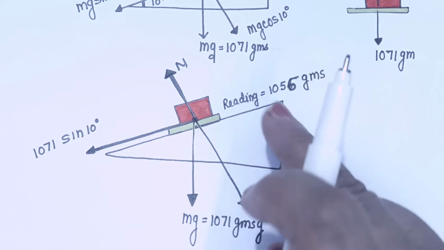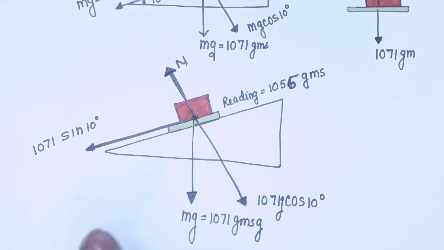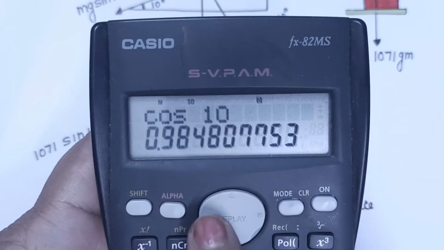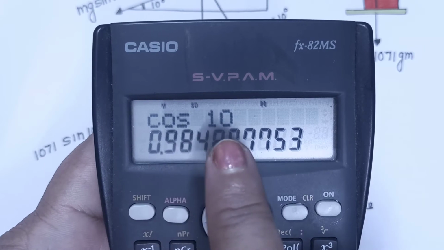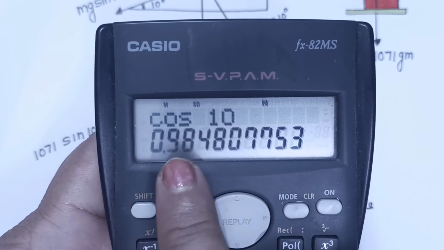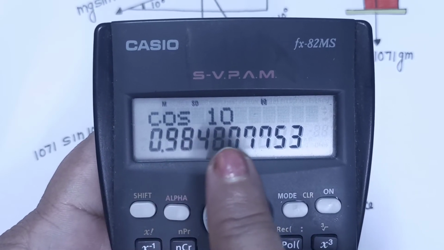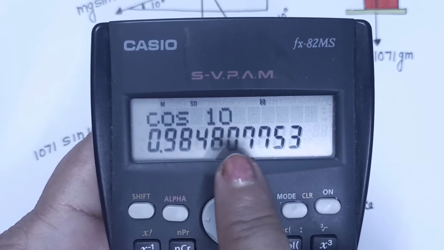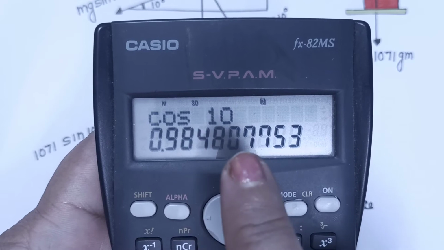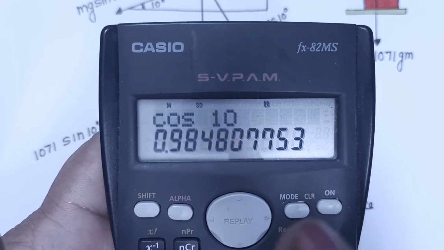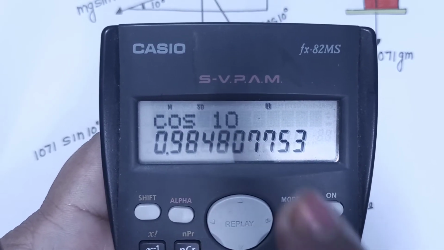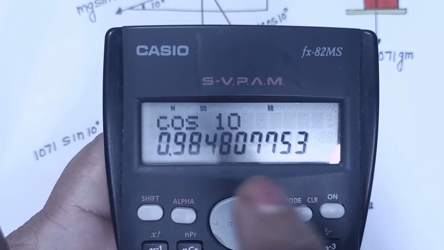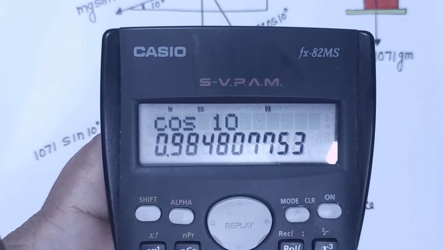So now we are going to get the value of cos 10. Let us first find the value of cos 10, which is 0.98480. We will take 5 decimal places of the value, and now we will calculate the theoretical weight or theoretical reading which should be measured by the weighing machine.